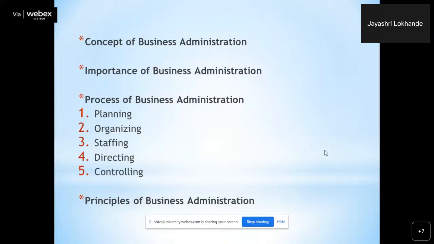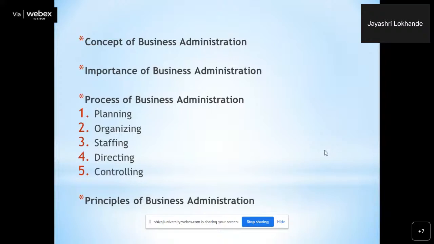That is, square pegs in square holes and round pegs in round holes. Koontz and O'Donnell said about staffing that the managerial function of staffing involves manning the organization structure through proper and effective selection, appraisal, and development of personnel to fill the roles designed in the structure.